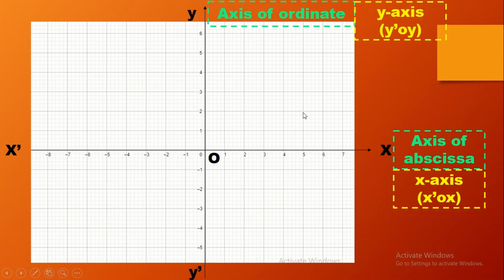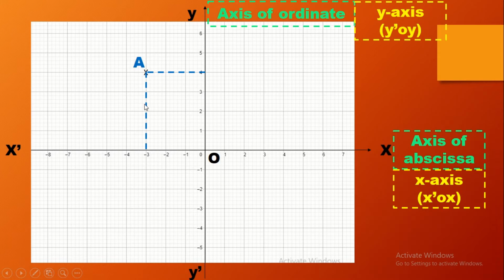Now, how do we use these axes? We use them first in order to detect the exact location of a point in this system. If we have here, for example, the point A, how do we detect its location? First, when we name letters, we start by x, then y. The same here in projection. We project on the x-axis, then on the y-axis.